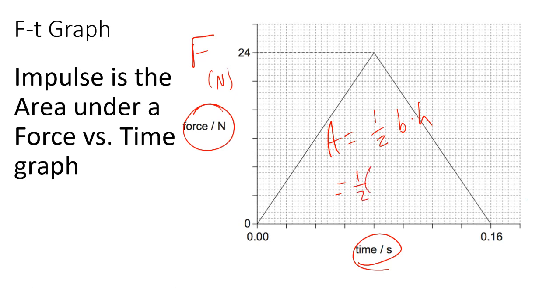So in our case, our impulse on this object would be 1/2 times base times height because it is a triangle. And we could say, hey, this thing has an impulse of 1.92 newton seconds.